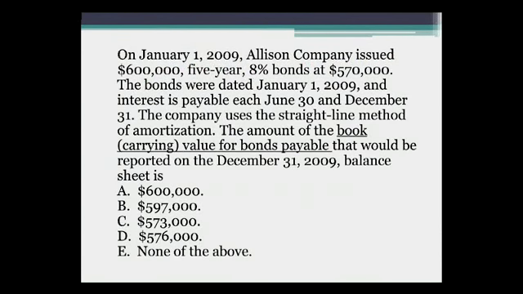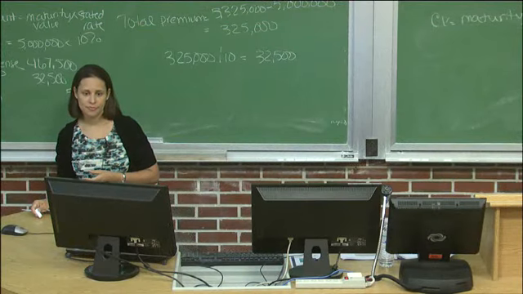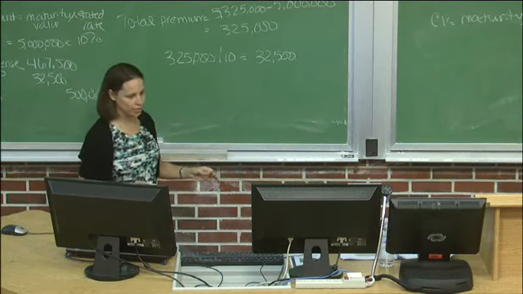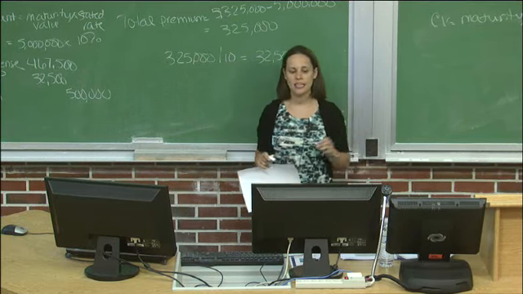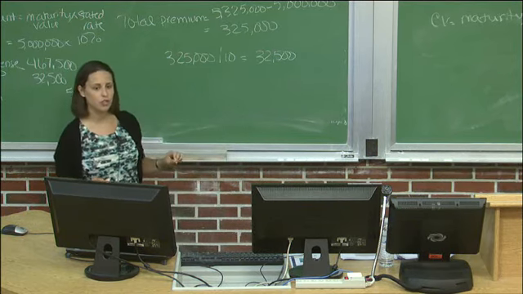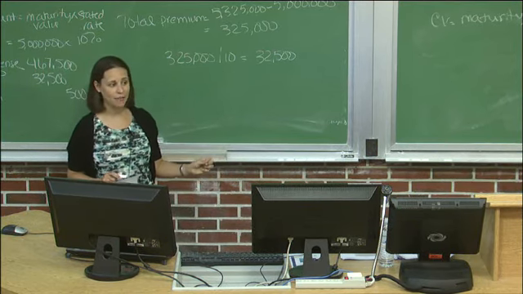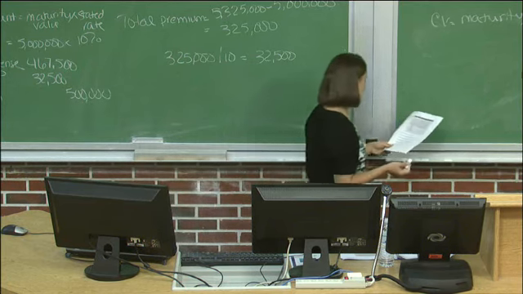What else do we need to see in this problem and be careful with? It's semi-annual interest. There's 2 interest payments per year. And this question is asking for what is the carrying value on December 31st, 2009. This is after the second interest payment. Okay, so what is the discount?